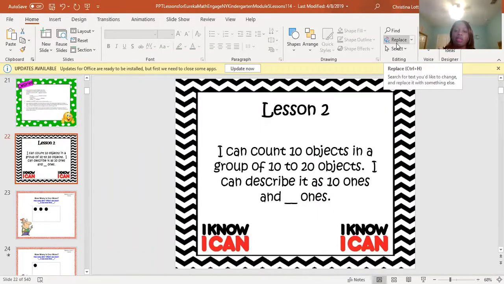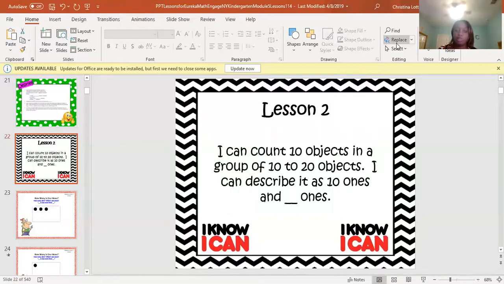I am coming at you with Lesson 2 from Module 5. Mr. Ramey will be doing Module 4. I'm going to do Module 5. That way any of you that are done with your math packets, which I've heard from a few parents, or you need a little extra push or some enrichment, this is a challenge so that we're meeting all kids where they are. So, Lesson 2, we're covering I can count 10 objects in a group of 10 to 20 objects. I can describe it as 10 ones and blank ones.